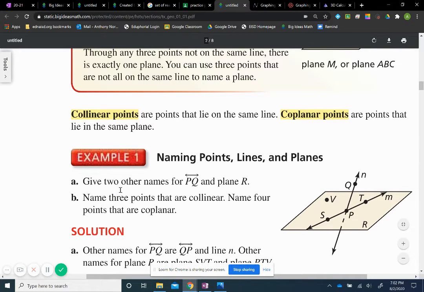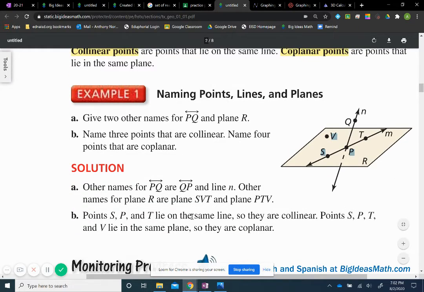Now name 3 points that are collinear. Okay, 3 points on the same line: S, P, T. Done. Name 4 points that are coplanar. These are the points down here. They're coplanar.